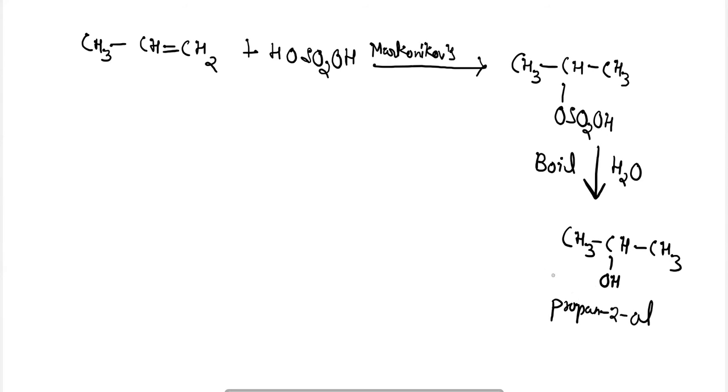So this is the method to prepare it, and here you can see that the OH is attached to the carbon atom which has fewer hydrogens, and the H is attached to the carbon atom which has more hydrogens. So this is the method to prepare alcohol from alkenes where Markovnikov's rule is followed.